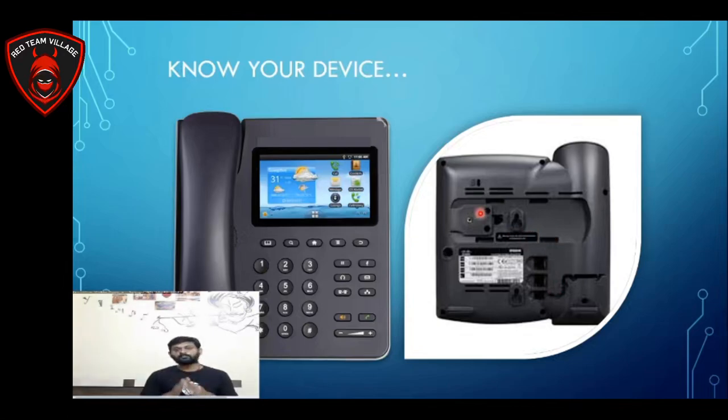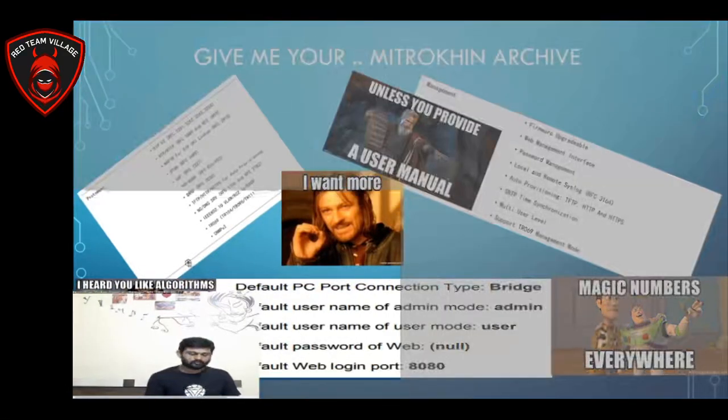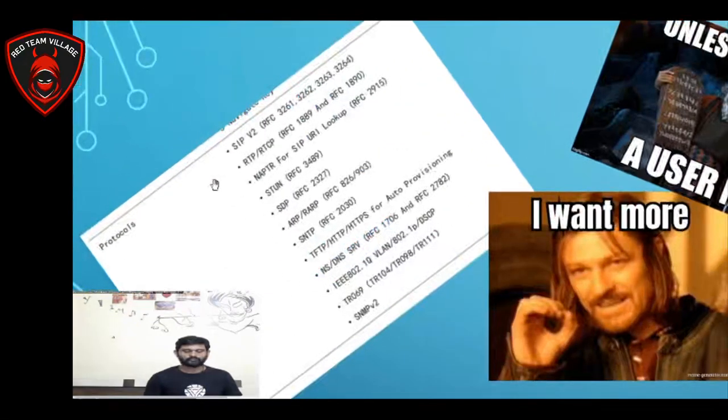So the first thing is to know your device. How can you interact with that device? How can your Linux pen testing machine interact with the device? And once you know that you can interact with the device in a specific way, you should go through the documents. Here are some glimpses that will help you in identifying why document review is important.